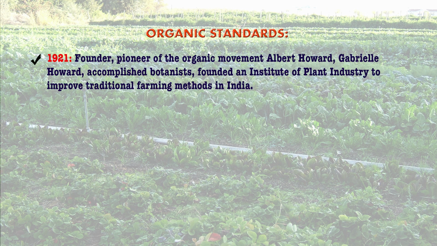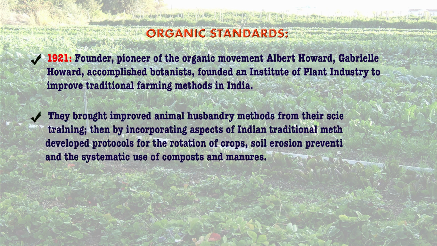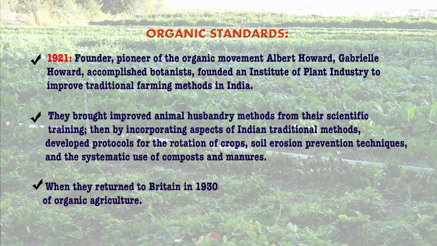Now in 1921, the founder pioneer of the organic movement, Albert Howard, and his wife Gabrielle Howard, were accomplished botanists, and they founded an Institute of Plant Industry in order to improve the traditional farming methods in our country, India. They brought improved animal husbandry methods from their scientific training and expertise, and by incorporating aspects of Indian traditional methods, developed protocols for the rotation of crops, soil erosion prevention techniques, and the systematic use of compost and manures. When they returned to Britain in the 1930s, they started to work on a system of organic agriculture.